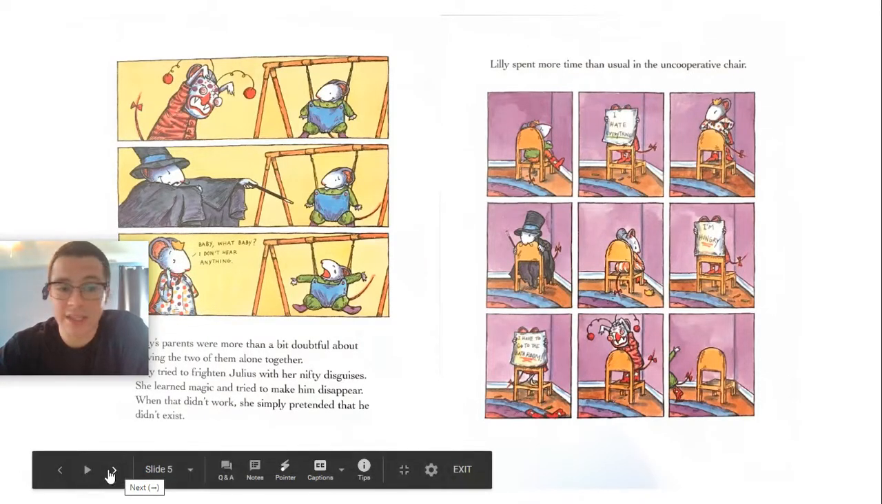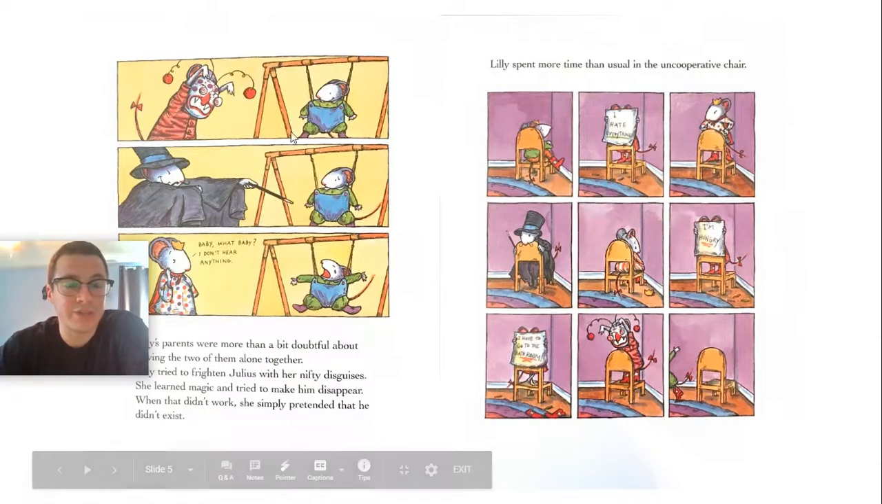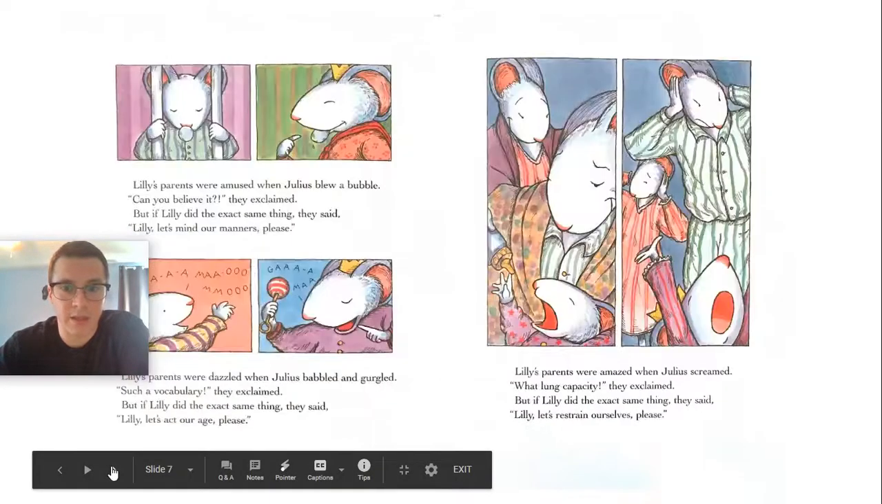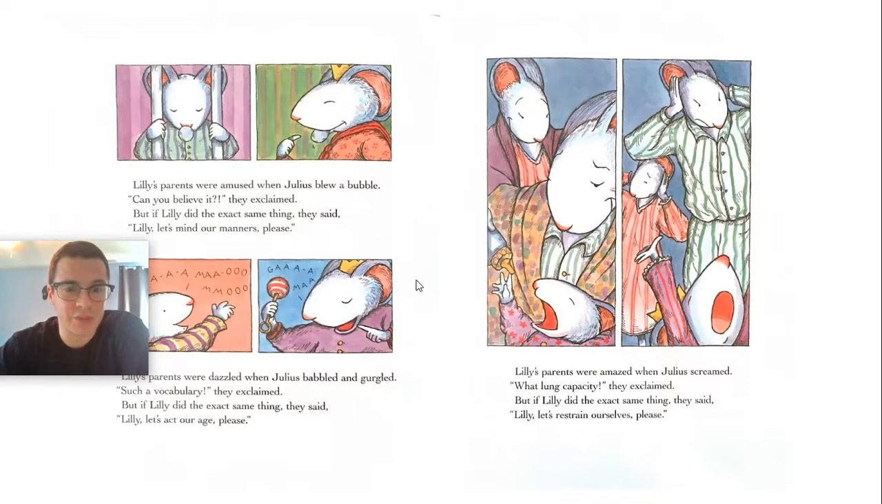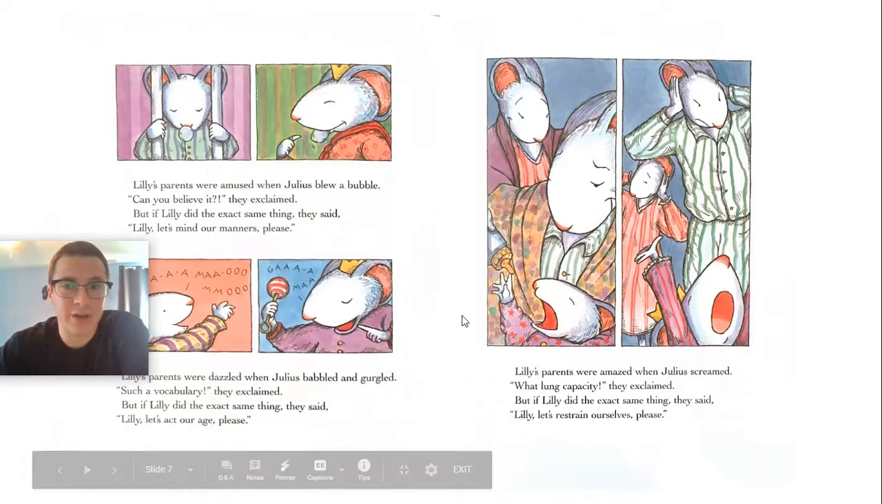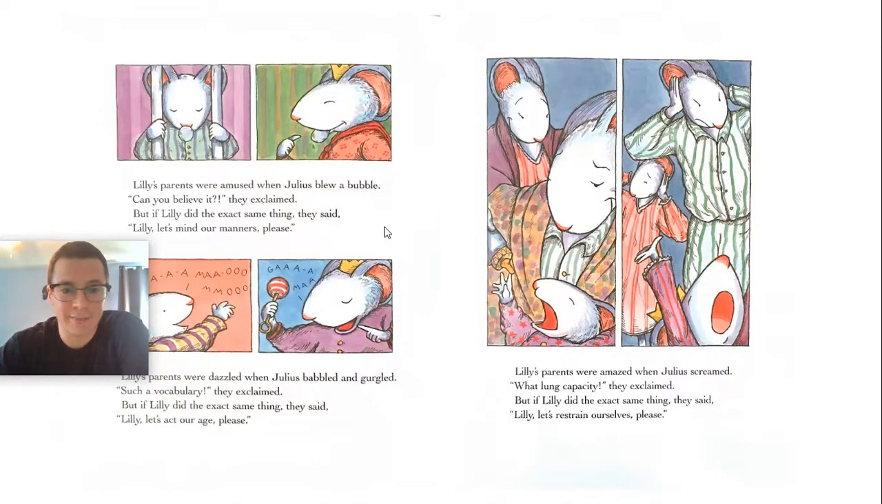Because Julius is getting lots and lots of attention. Babies need lots of attention. So she feels like she is not getting enough. And she wants the same attention as Julius. And we know this because on this page, she tries doing the same things that Julius gets attention for. But when she does them, her parents don't like it.